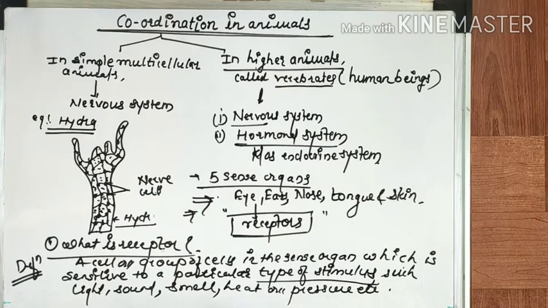So smell, sound, light, heat, pressure are nothing but the changes that occur in the environment, and they stimulate a cell, and according to that we respond. So the cell present in the sense organs which is sensitive to that particular change is known as a receptor. Okay, so the different sense organs contain different receptors for detecting the different stimuli.